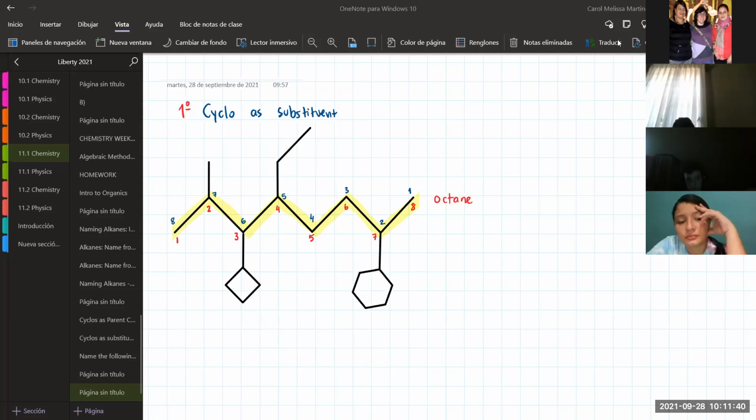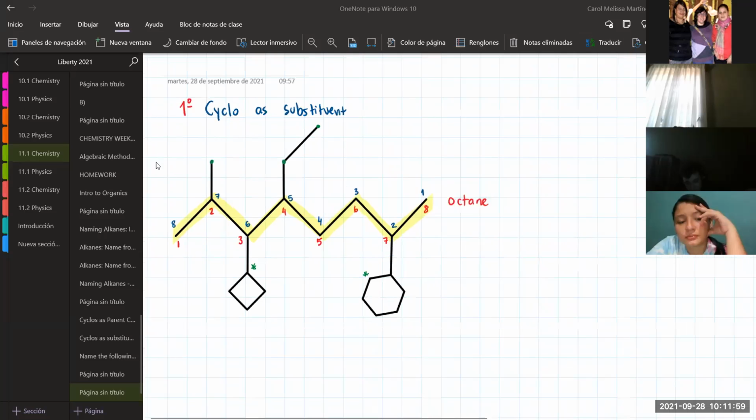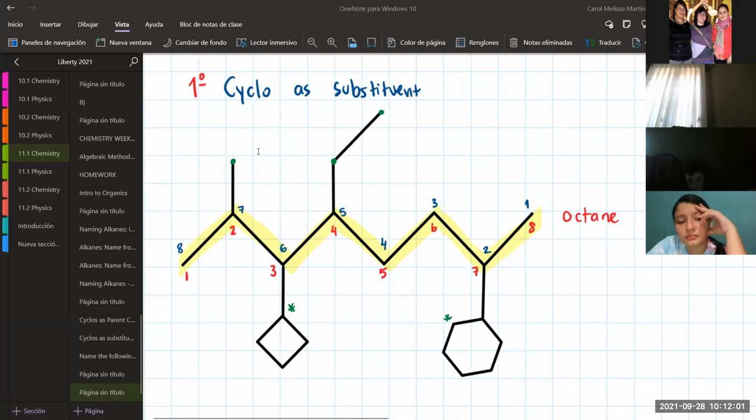After the parent chain, what I do is I look for the alkyls. Okay, so I have one alkyl right here, another one over here, and we have these special alkyls that have a cyclic shape. Those are cycloalkyls. This is a cyclo, and this is my other cyclo, but we're going to talk about them later.